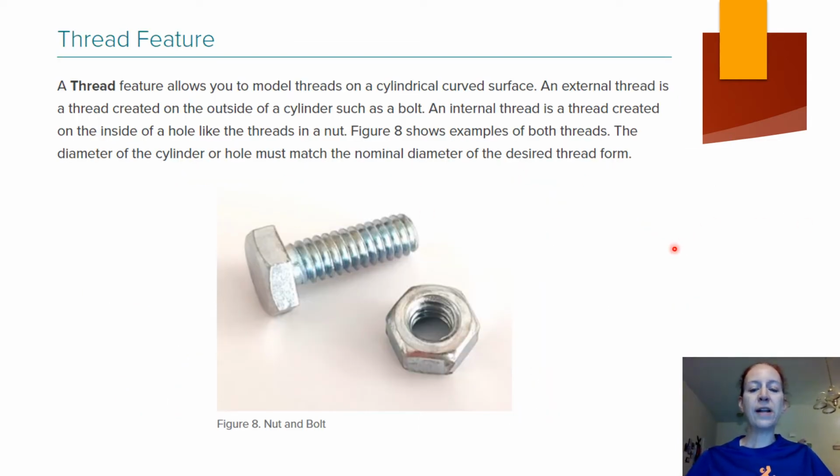The second one that's new to us is threading. The thread feature allows you to model threads on cylindrical curved surfaces. An external thread is created on the outside of the cylinder, and that would be something like a bolt. An internal thread is created on the inside. That would be like the threads on a nut.